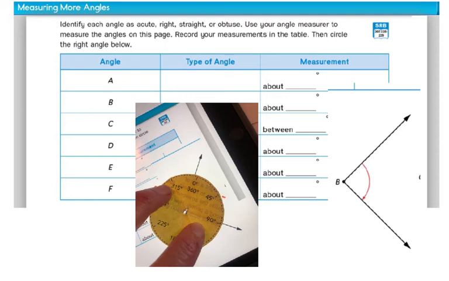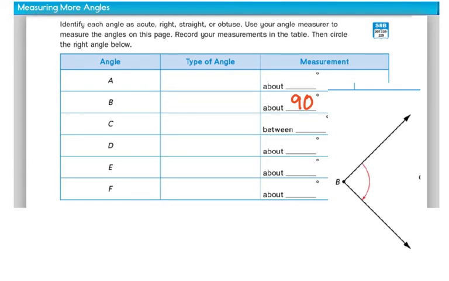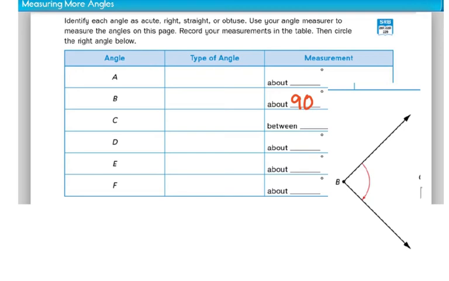And I could have moved it a little bit to the left, but go ahead and match up the 0 with the ray. It looks like about 90 degrees to me, so go ahead and write 90 degrees. And we know that an angle that measures 90 degrees is called a right angle. So please write right next to angle B. Again, pause at any point in time.